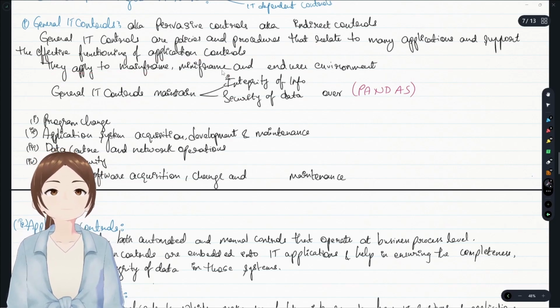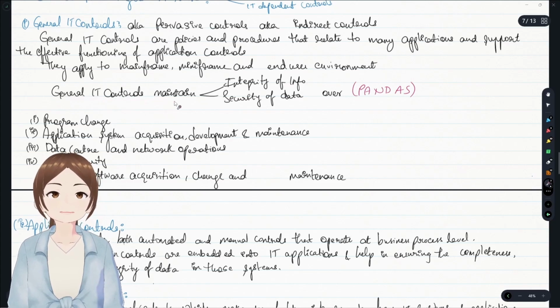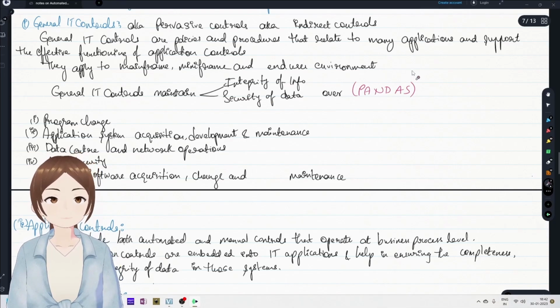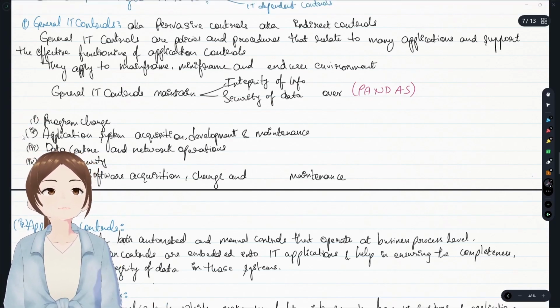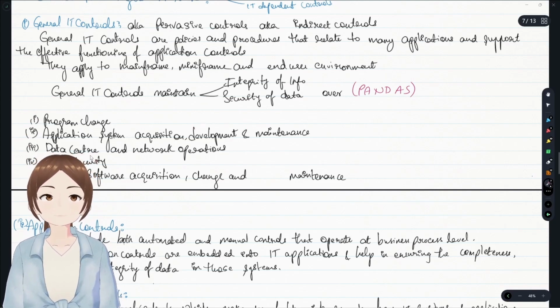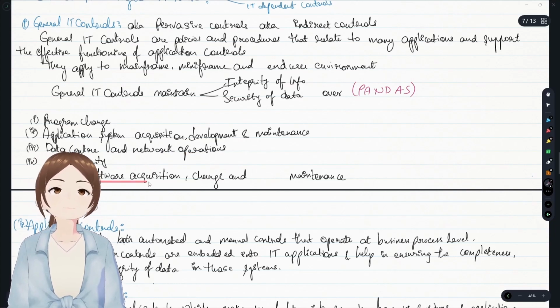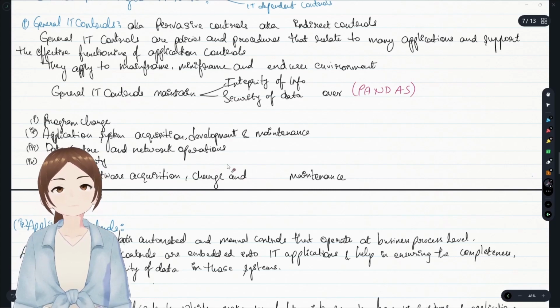They apply to mainframe, miniframe, and end user environments. General IT controls maintain integrity of information and security of data over the following areas. What are they? Program change, application system acquisition, development and maintenance, data center and network operations, access security, and system software acquisition and maintenance.